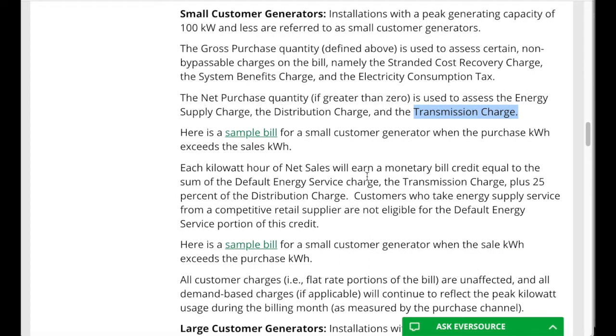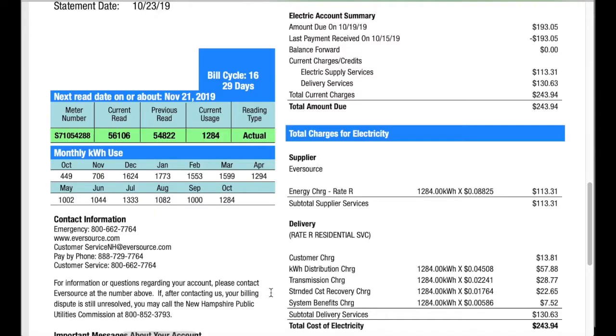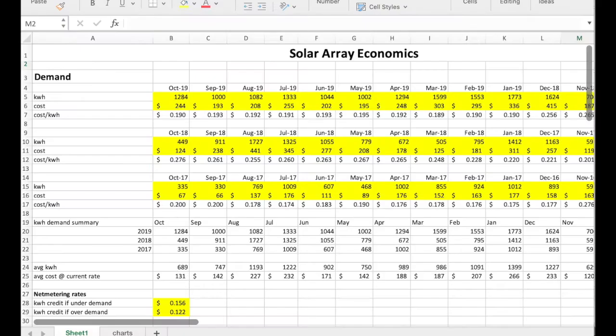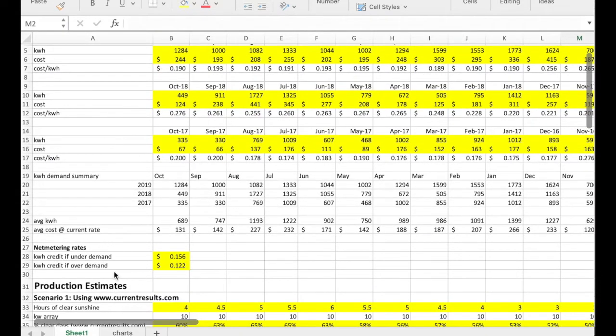And the other part is they describe net sales, which is the amount that you are pushing back to the grid. And this is that supply charge again, the transmission charge, but only 25% of the distribution charge. Now we're going to take those rates off of the utility bill. So back here on the utility bill, supply charge was 8.8 cents, distribution was 4.5, transmission 2.2 cents, and we're going to put those into the spreadsheet under the net metering section down here.